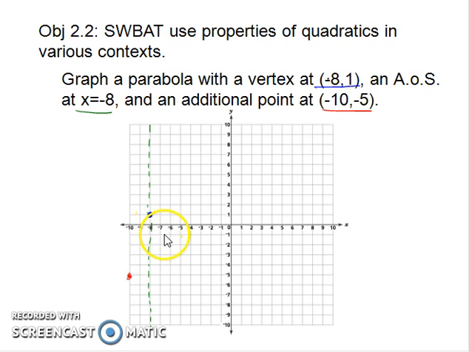And I can see this is going to be a downward opening parabola. And you can count right here. This point, negative 10, negative 5. This point is 2 to the left of the axis of symmetry, so it must have a mirror image 2 to the right of the axis of symmetry. That point is at negative 6, negative 5. The y value is the same. And then I can draw on the parabola.